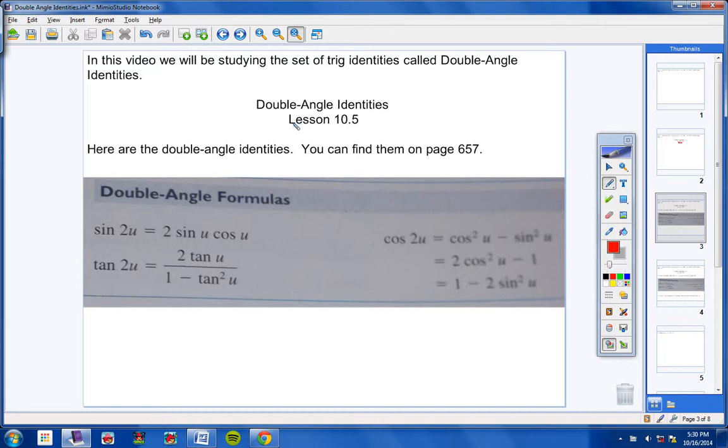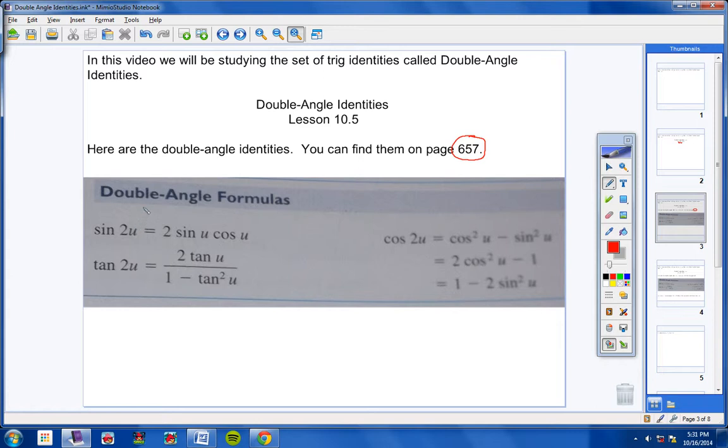These double angle identities will be found on page 657. So feel free to turn your books there if you want to. You don't have to, or you can just copy them off the screen. However, I would like to encourage you to not copy these at this time. I would do it later because it is going to take a little bit of time, and I want to go ahead and jump right into these problems. I would encourage you to later on photocopy these or copy these into your trig identity sheets, okay?